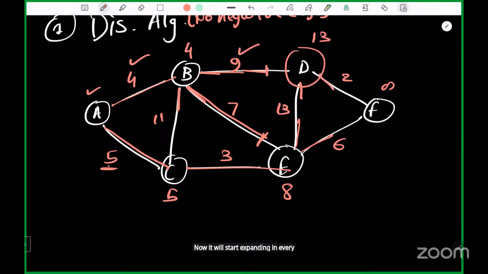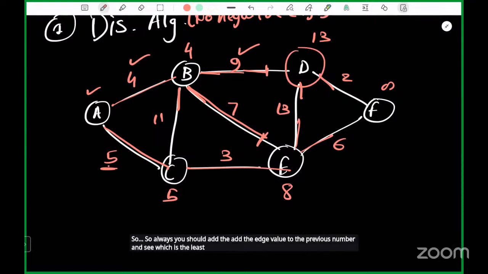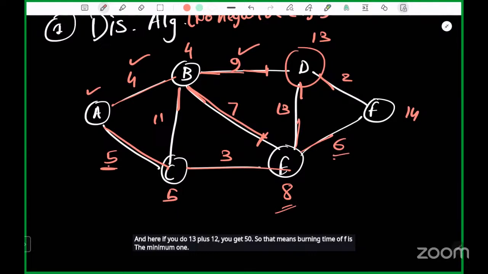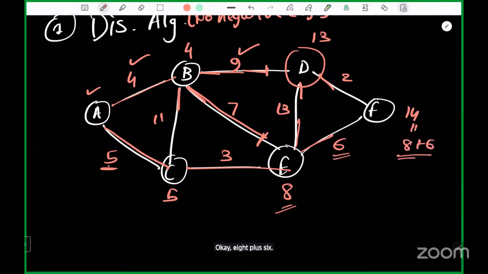So always you should add the edge value to the previous number and see which is the least one, and then we should consider that. So 9 plus 4 is 13, whereas 8 plus 13 is more than 13, right? So that's the only thing you have to do. Similarly, here also if you do 8 plus 6, you will get 14. And here if you do 13 plus 2, you'll get 15. So that means the burning time of F is 14, the minimum one. So the burning time of vertex F will be 14.